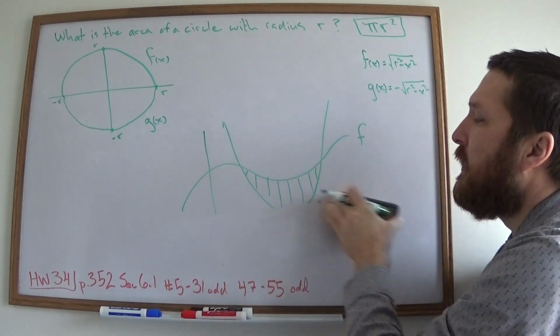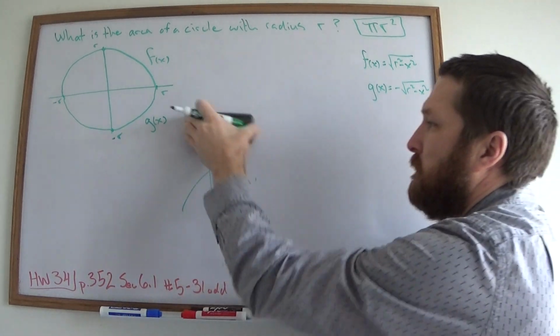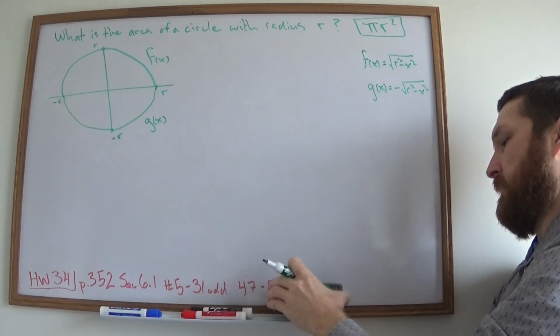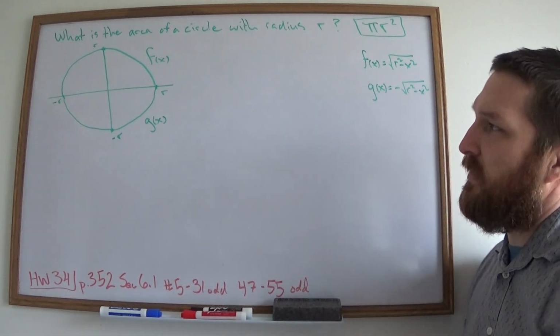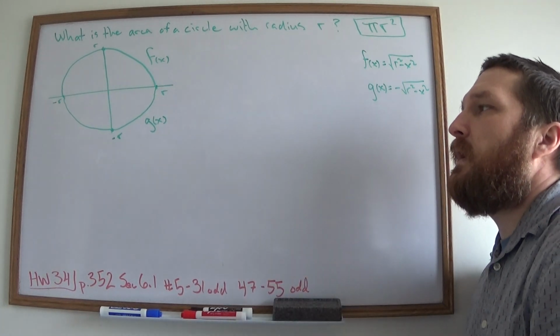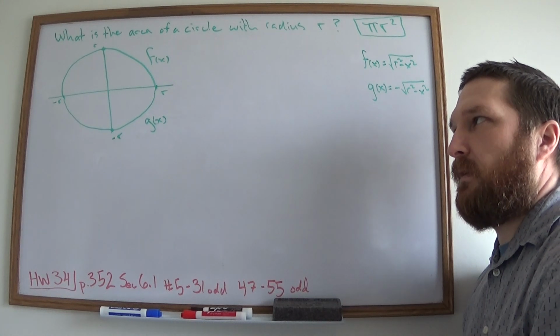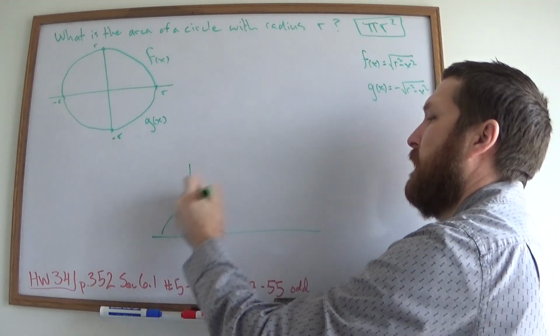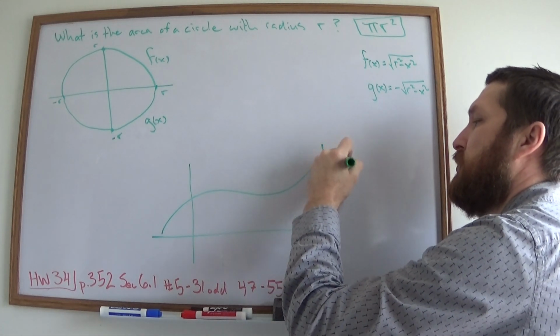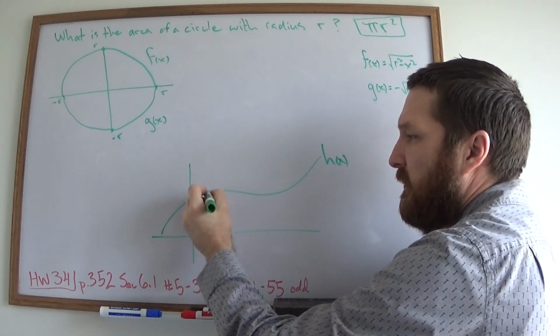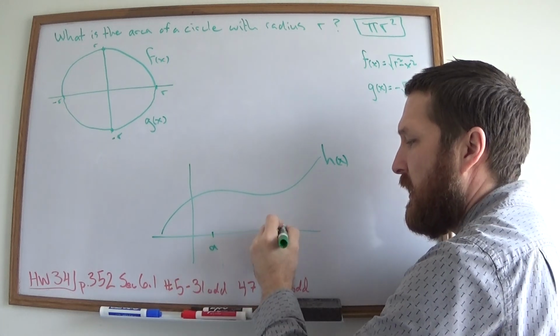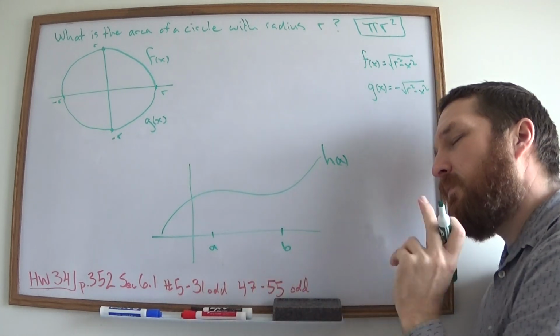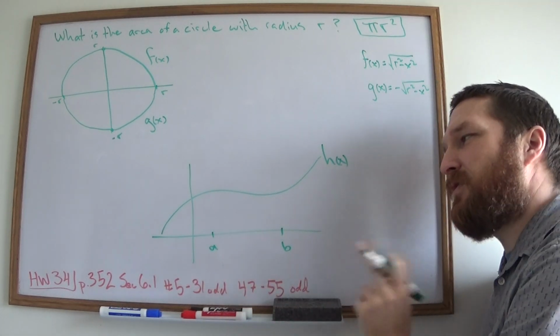And so, I figured we could do that right now. Like we could do that, or we could do that with this problem here. And so, okay, let's think about this. Let's just say we have some function, let's call it h, and we want to find the area from, say, a to b. What is the first step? The very first thing we have to do.